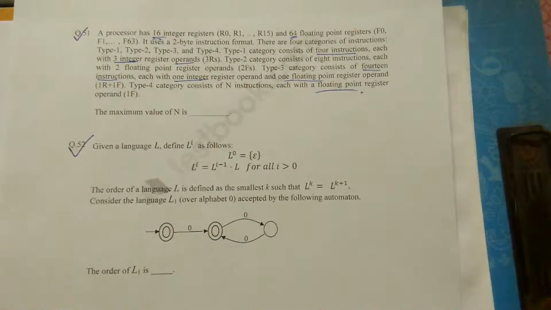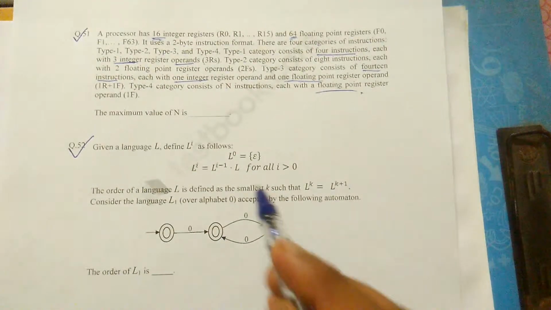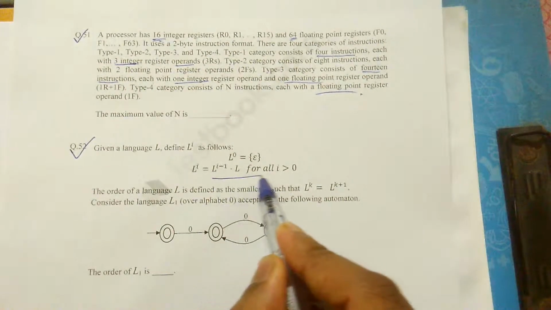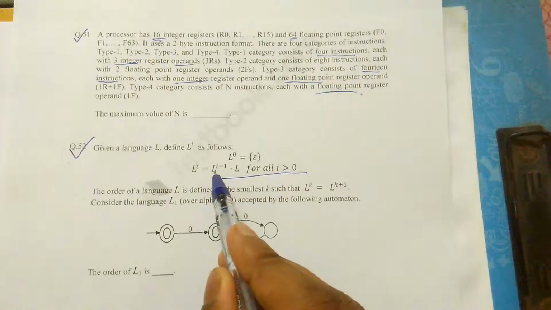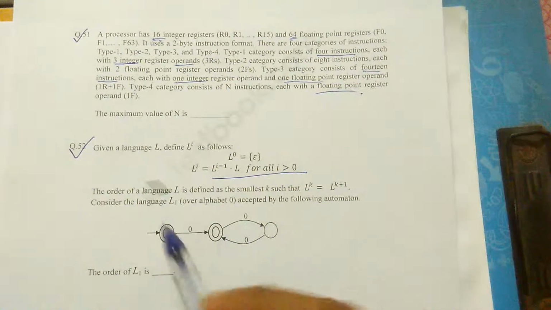Question number 52, which is from Theory of Computation or Automata. Given language L, L^i is defined as follows. The equation is given, please note it down. L^i equals L^(i-1) into L.